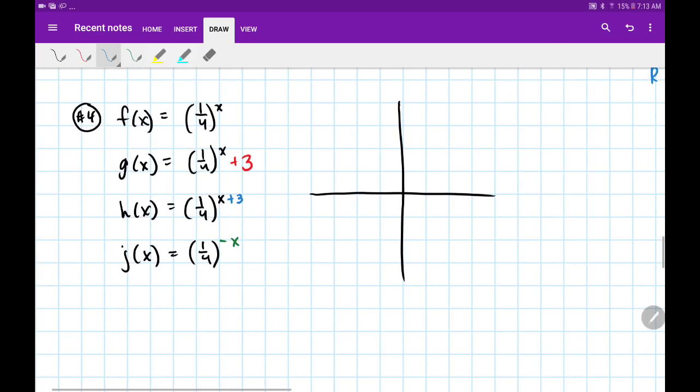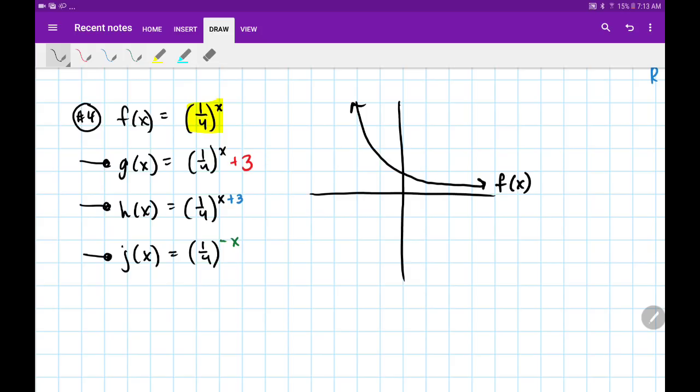All right, last problem. So now I just want to show you, here we have a decay function. My base is less than 1. So I'm going to go ahead and graph that first. It'll look like this. So assuming that that's our basic graph of f of x, let's see if you can determine what all of these other functions look like.